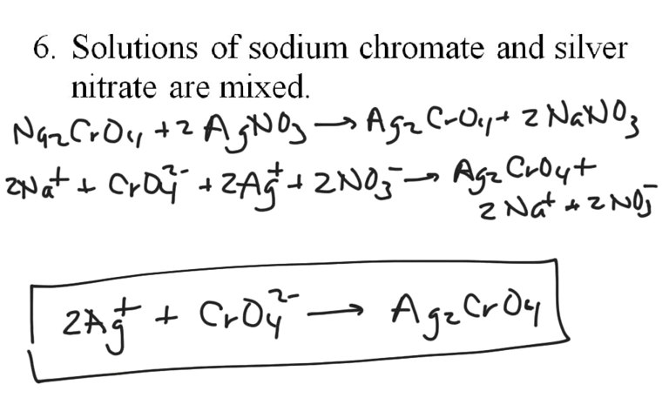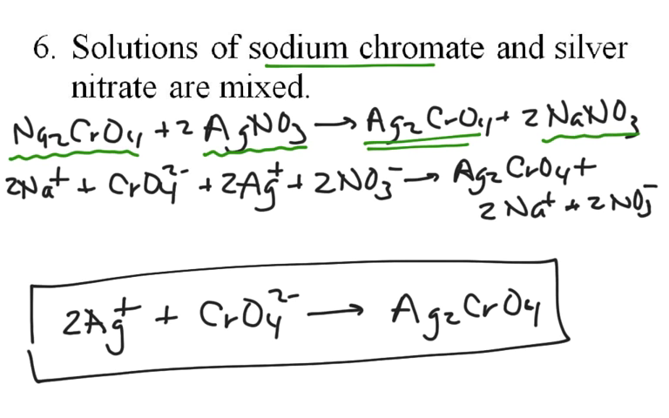Number 6, a solution of sodium chromate. So sodium is 1 plus, chromate is 2 minus, so Na2CrO4. Silver nitrate, Ag plus, NO3 minus. Now we're going to switch partners, and we know that the Ag is 1 plus, the chromate is 2 minus, so we need Ag2CrO4. And from our solubility rules, chromate is one of the ions that almost always turns into precipitates unless you have an alkali metal. So the silver chromate would be a precipitate.